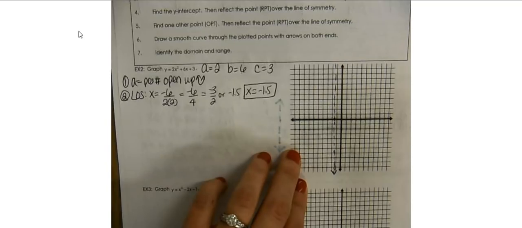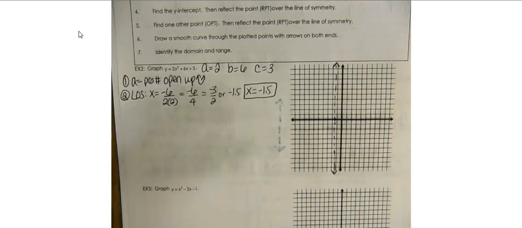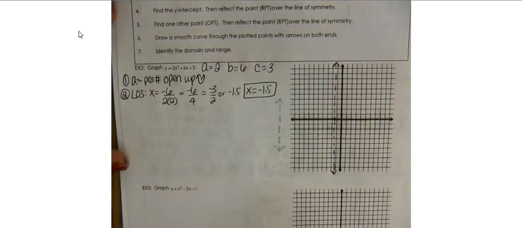So on my graph, I'm going to go to where x is equal to negative 1.5, and I'm going to draw a vertical and dashed line going through negative 1.5. If you want to have a highlighter or something with you, that's fine, but you don't have to.